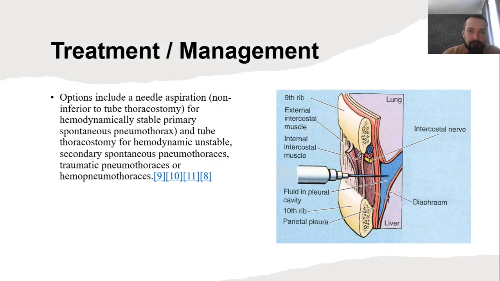Options include needle aspiration, non-inferior to tube thoracostomy for hemodynamically stable primary spontaneous pneumothorax, and tube thoracostomy for hemodynamically unstable, secondary spontaneous pneumothoraxes, traumatic pneumothoraxes, or hemopneumothoraxes.